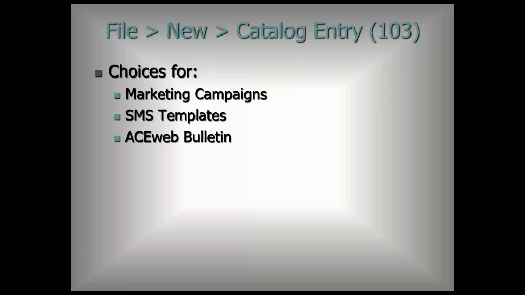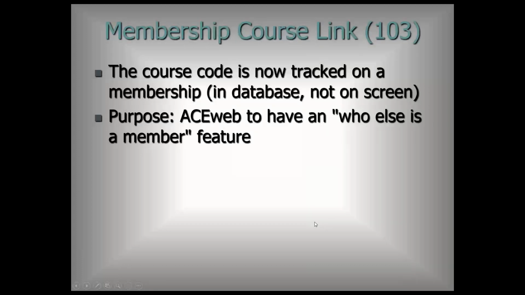Okay. Next. File new and catalog entry. So some of the new things that we've been doing over the years, SMS templates and marketing campaigns, were missing, as well as a brand new feature called ACEweb Bulletin. And again, I've got my slide deck out of order because I'm going to talk more about ACEweb Bulletins after a little while. So anyway, we've adjusted the file and new area to make sure we have these other items that have been missing. Membership course link.